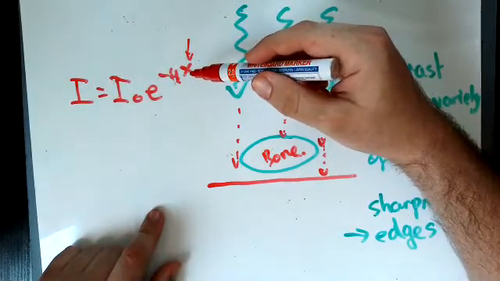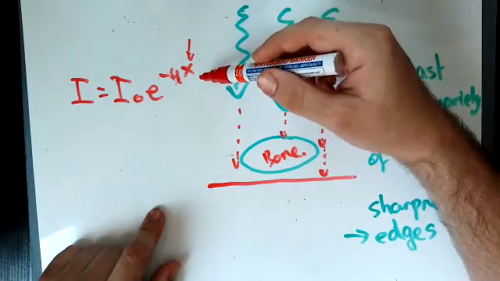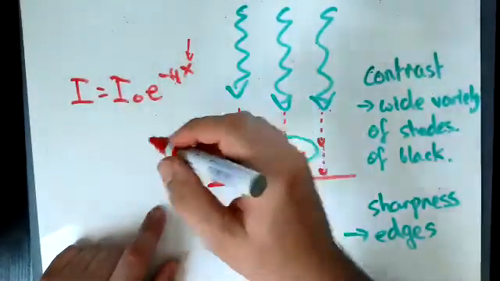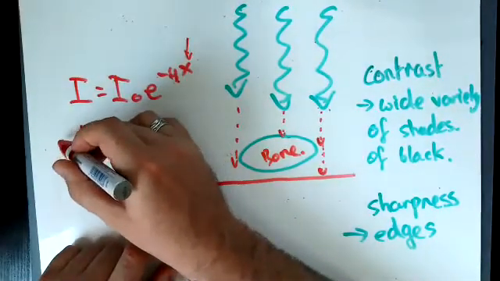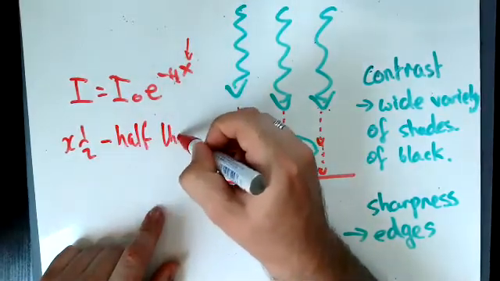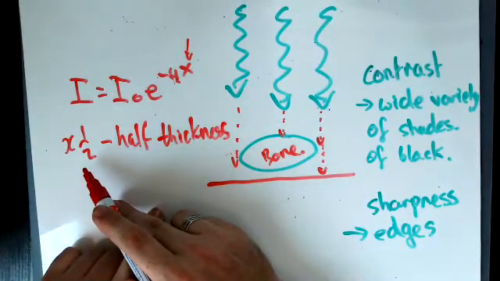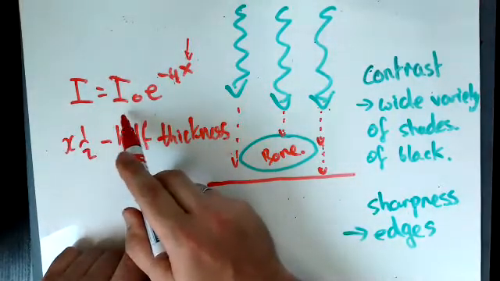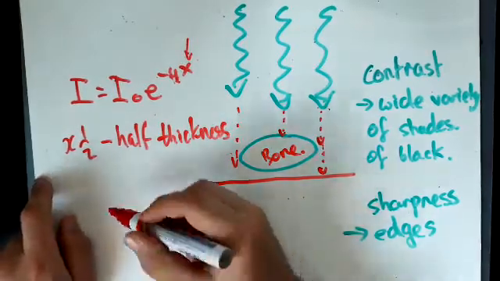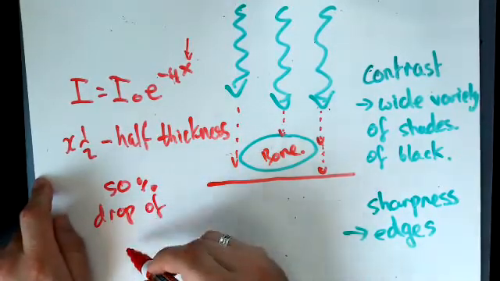When we talked about radioactive decay, this was time, and there was such a thing called half-life, and that was the time taken for the activity to drop by a half. Well, believe it or not, there is such a thing as a half thickness, which is x half. We call that the half thickness. And that is the thickness required of a certain material to drop the intensity to 50% of its original value. So the half thickness allows for a 50% drop of intensity.